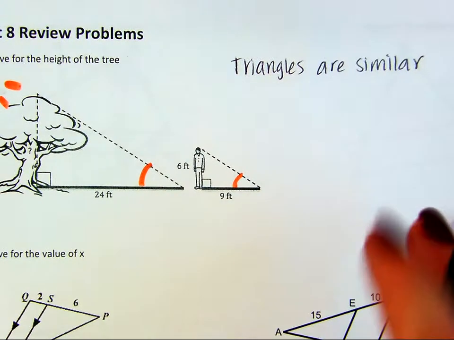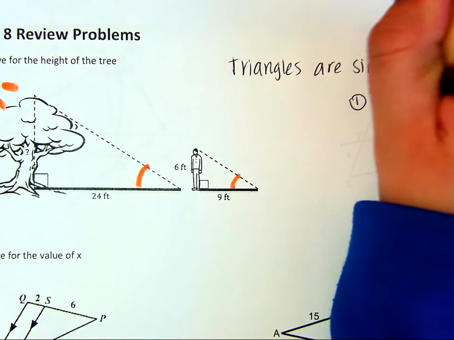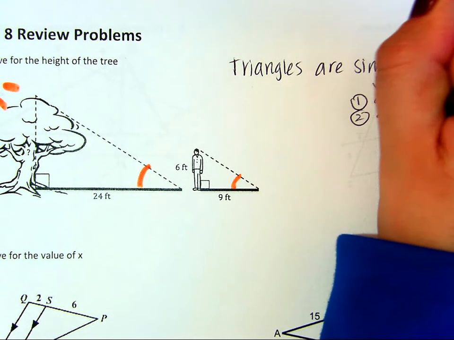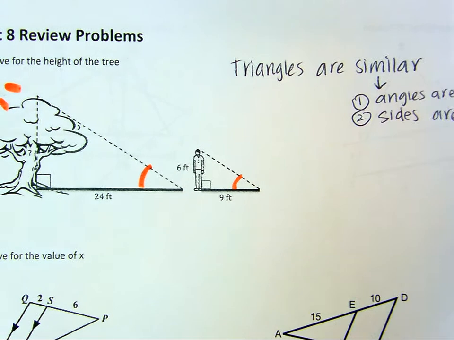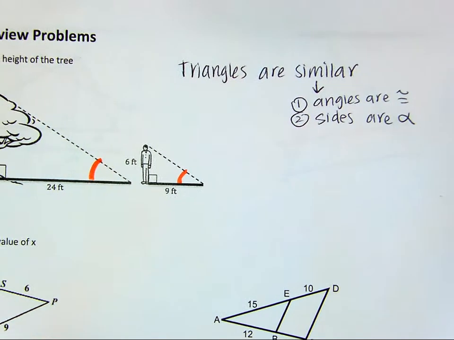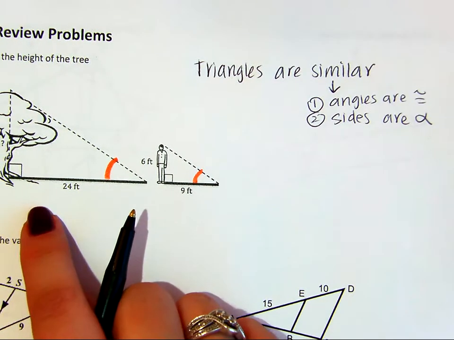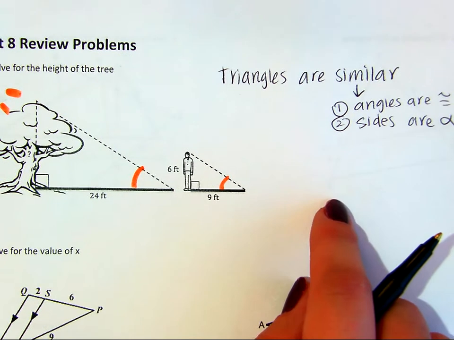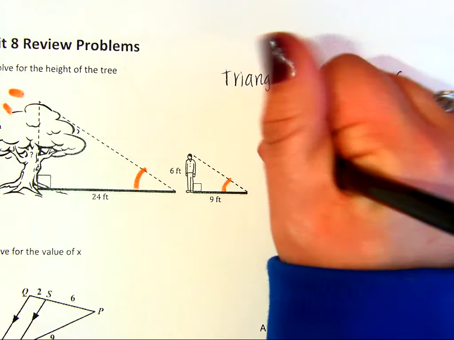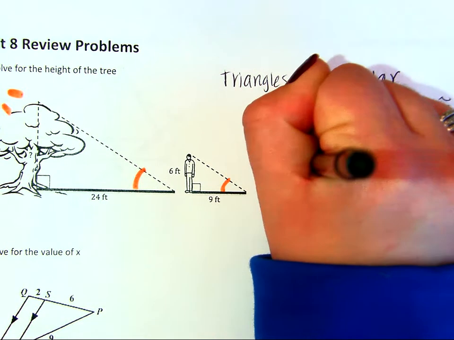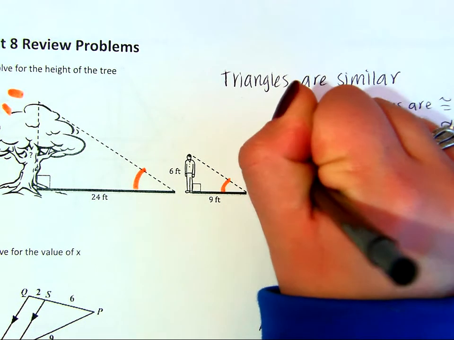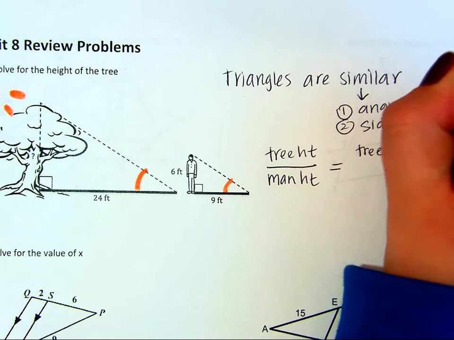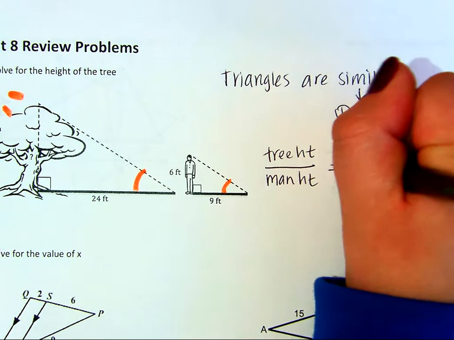So what is the consequence of being similar? Well, all the angles are congruent, and the side lengths are proportional. So this little fish symbol is a symbol for proportion. Since I don't really care about the angles, I care about what the height of this tree is, we're going to set up a proportion. So the tree height with the man's height is proportional to the tree shadow length with the man's shadow.